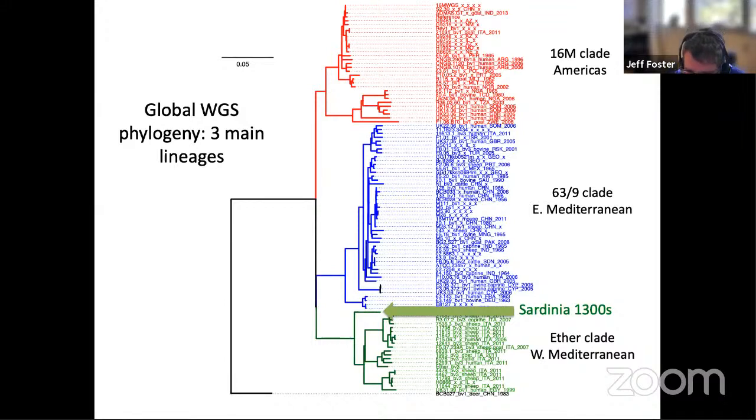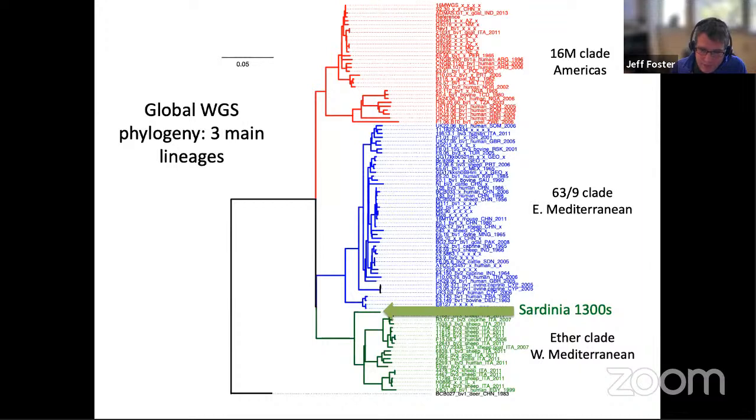And they're actually able to generate partial genomes from skeletons that came from Sardinia. And so they were able to sequence ancient DNA and then place it into this phylogeny. And they're able to identify that the strain or the genome from the 1300s falls into this West Mediterranean group that's still in that same location today.